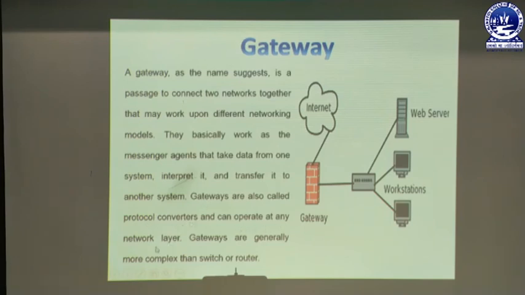That means a gateway can work at any network layer and can convert any protocol as per the requirement of the internet. Gateways are generally more complex than a switch or a router. Basically gateways are more complicated than the working of a switch or a router, because a gateway works as a passage through which the servers, workstations or any devices get connected to the internet. So in this way we can take the help of a gateway.